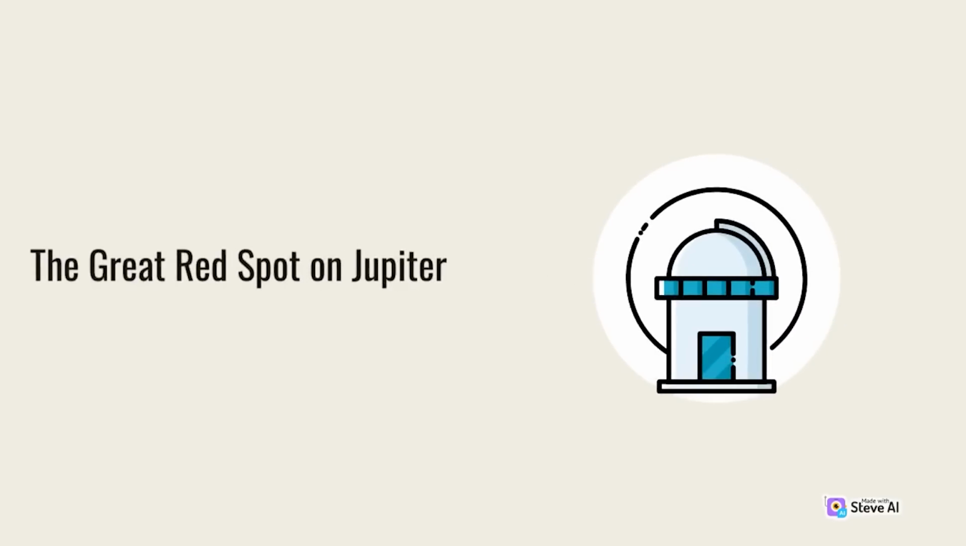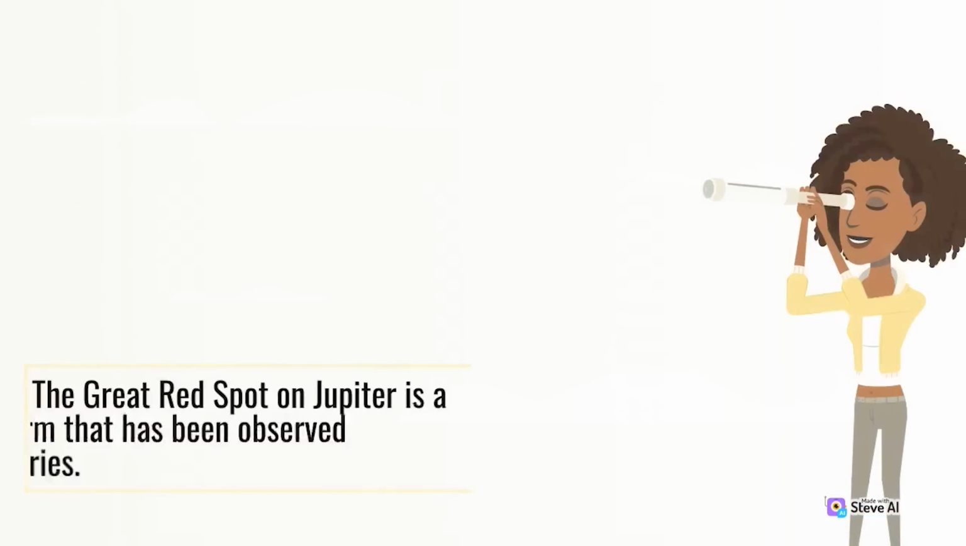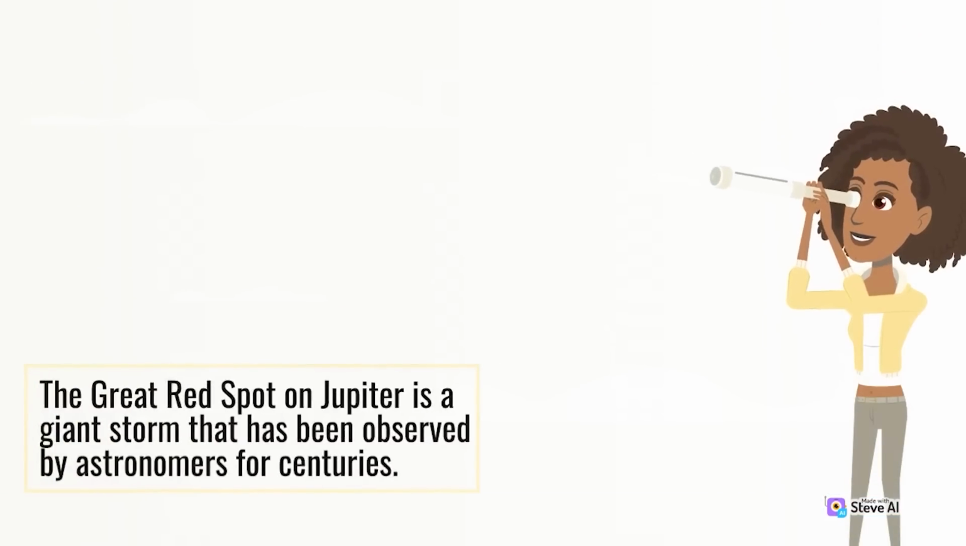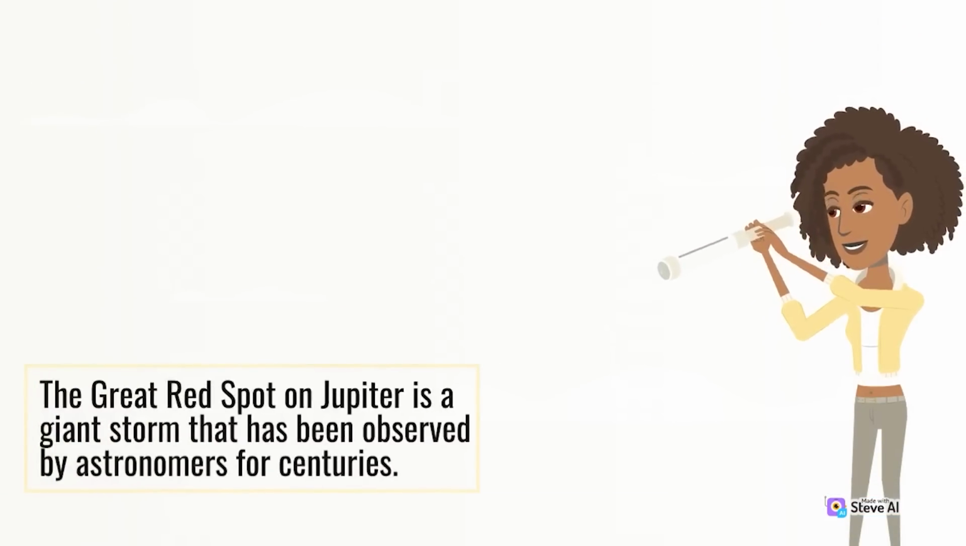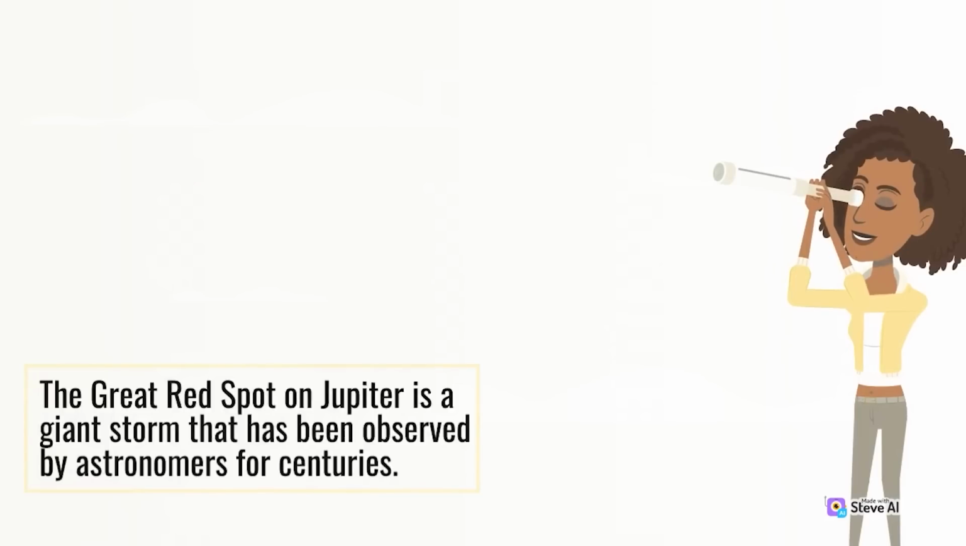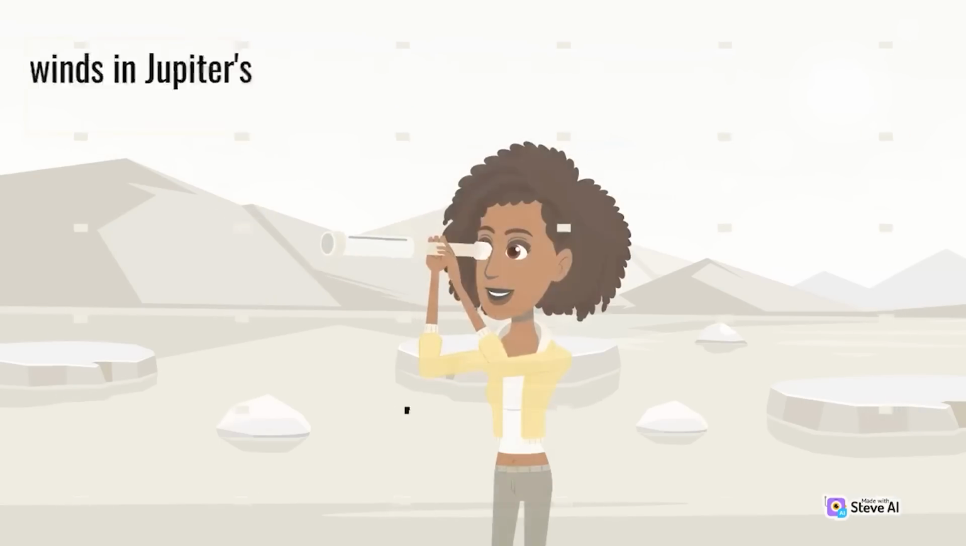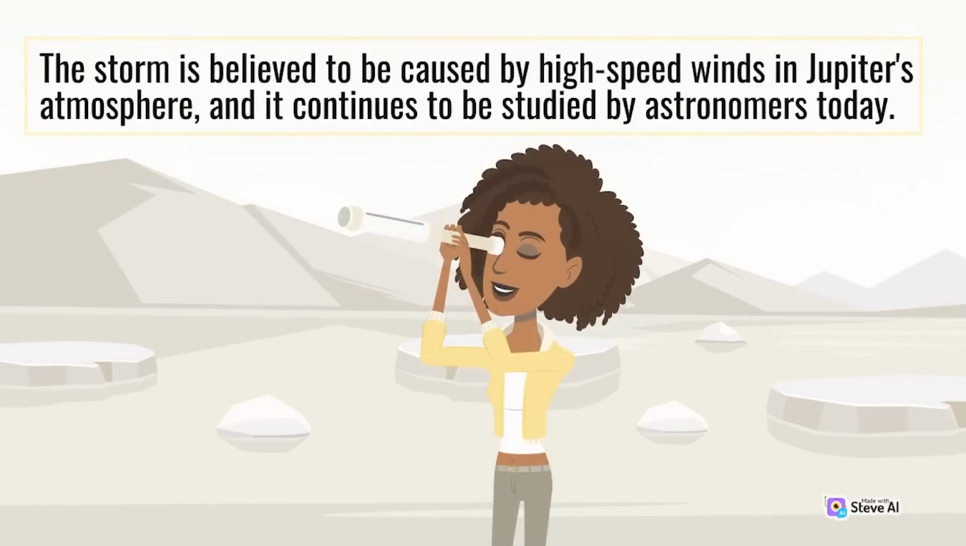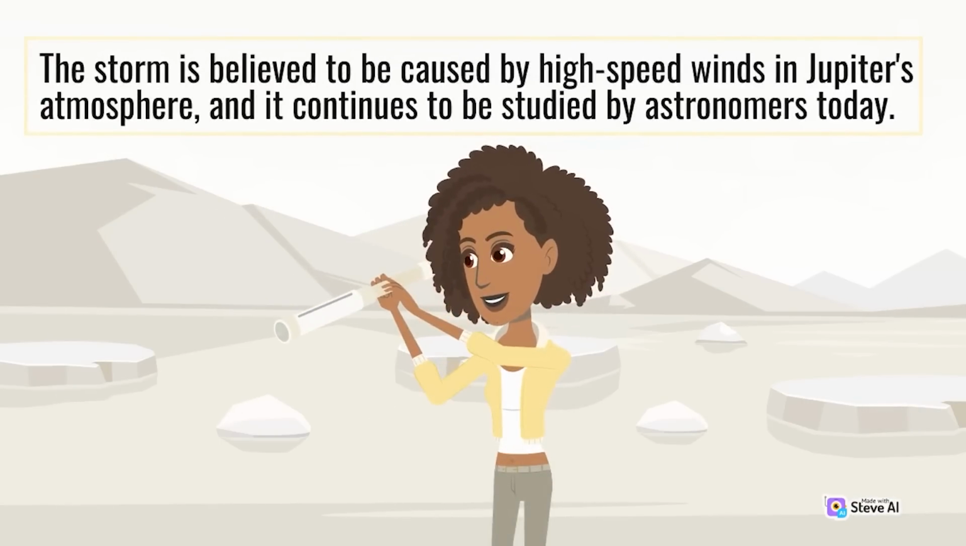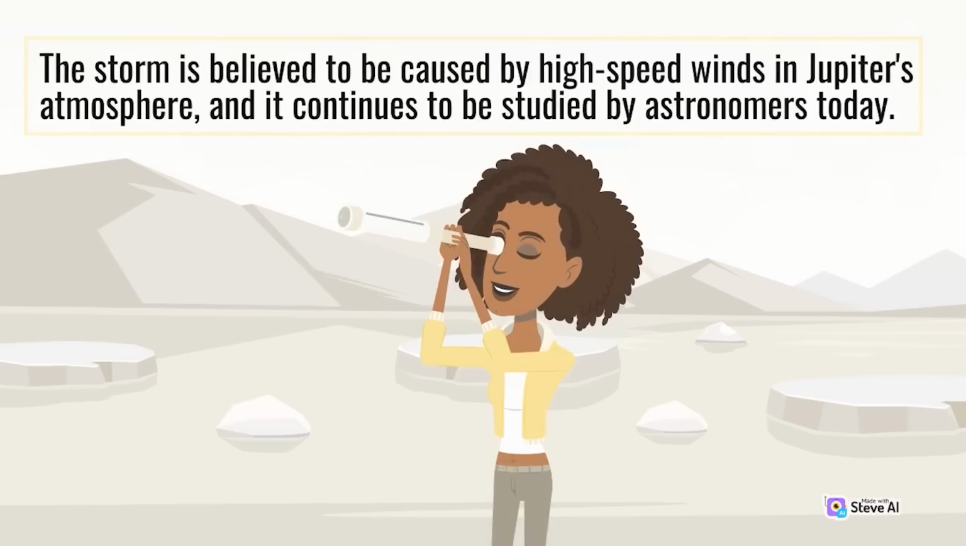The Great Red Spot on Jupiter. The Great Red Spot on Jupiter is a giant storm that has been observed by astronomers for centuries. The storm is larger than the size of Earth and has been raging for at least 400 years. The storm is believed to be caused by high-speed winds in Jupiter's atmosphere, and it continues to be studied by astronomers today.